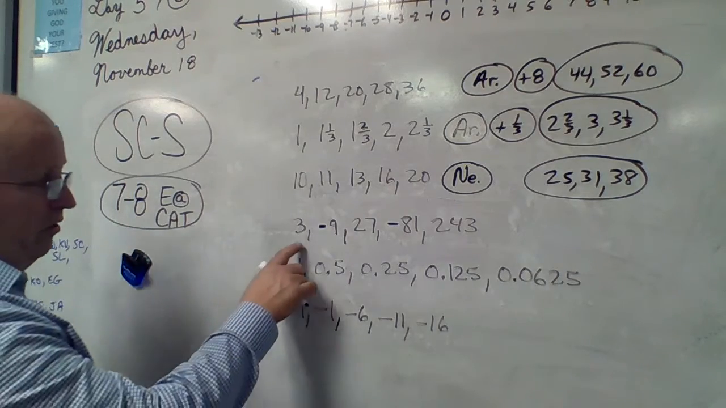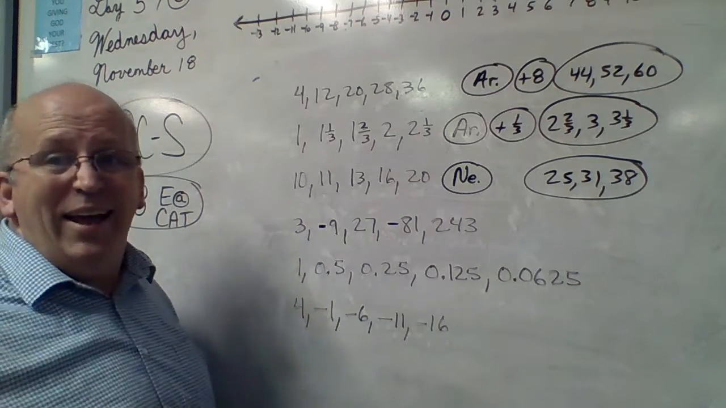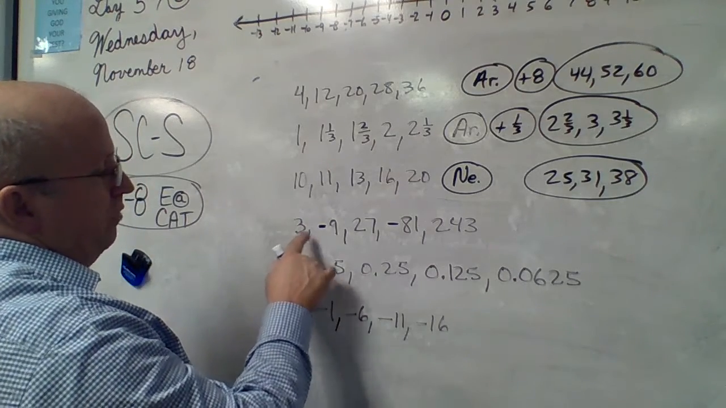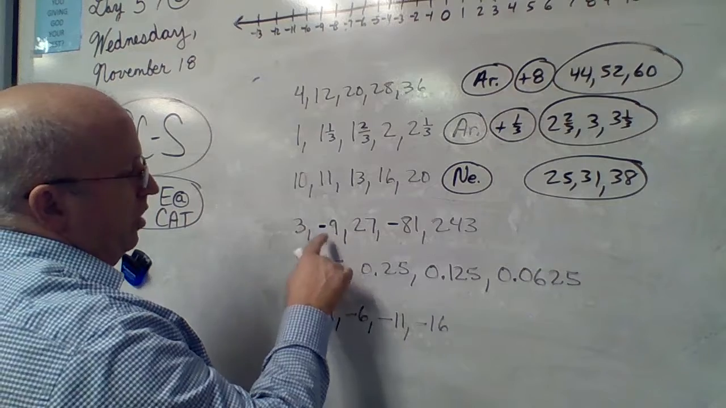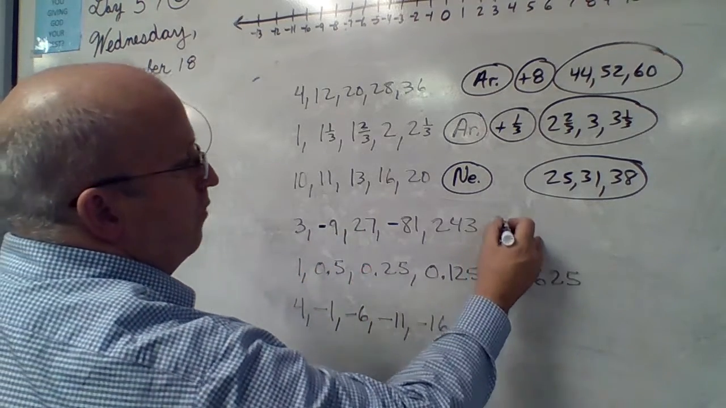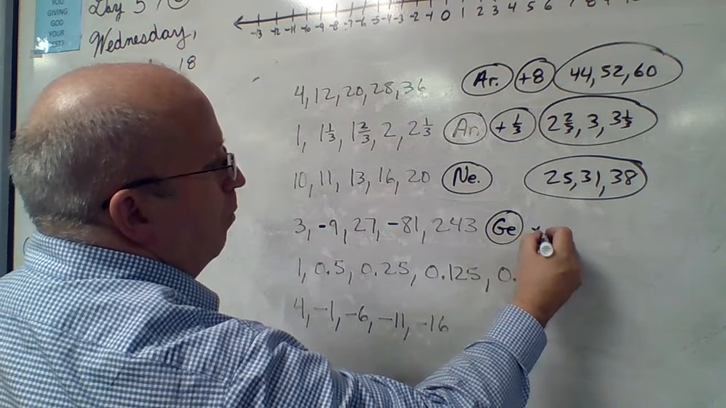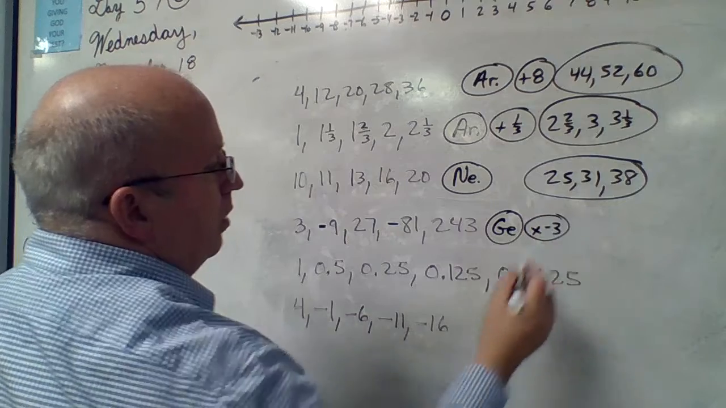Well, here's how it affects this. Instead of multiplying by 3, this is multiplying by negative 3. 3 times negative 3 is negative 9. Negative 9 times negative 3 is 27. 27 times negative 3, and so on. So this is our first geometric pattern, and it's a geometric pattern where we're multiplying by negative 3.